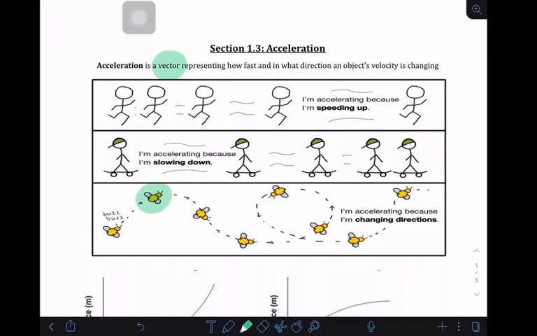Good morning. Today's tutorial video is going to be on acceleration. Acceleration is a word that we should have some exposure to. I think most of us, when we think of acceleration, think of this first example given, where something is accelerating because it's speeding up or its velocity is increasing.